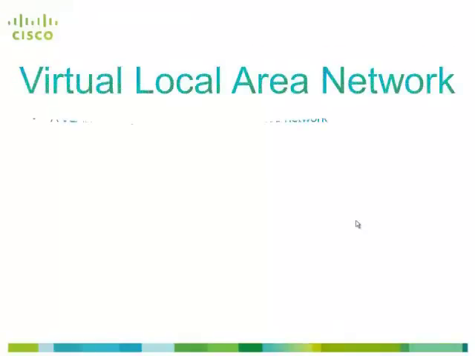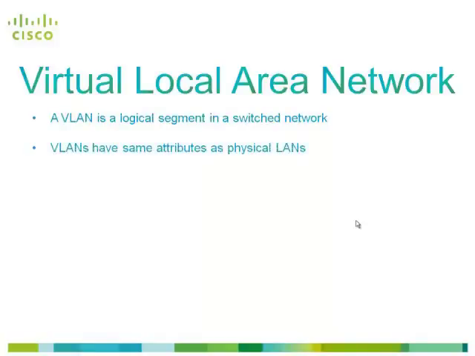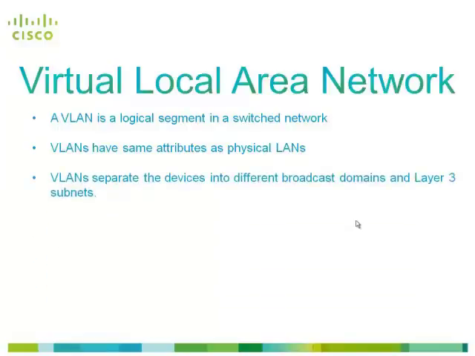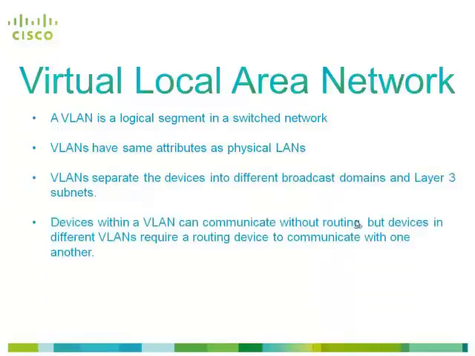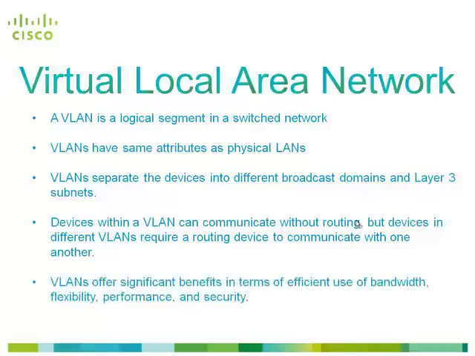VLAN is a logical segment in a switched network. VLANs have the same attributes as physical LANs. VLANs separate the devices into different broadcast domains and layer 3 subnets. Devices within a VLAN can communicate with each other without the need for routing. Devices in separate VLANs require a routing device to communicate with one another. VLANs offer efficient use of bandwidth, flexibility, performance and security.